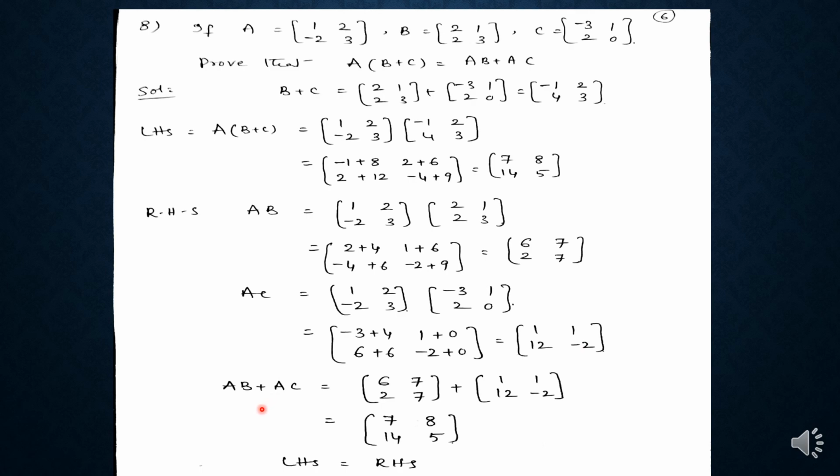That is AB plus AC is equal to, so AB here, that is [6 7; 2 7], plus AC is [1 1; 12 -2]. That is equal to 6 plus 1, 7; 7 plus 1, 8; 2 plus 12, 14; 7 minus 2, 5. So AB plus AC is equal to [7 8; 14 5]. And A into (B plus C) is equal to [7 8; 14 5]. So these two are equal. LHS A into (B plus C) is equal to AB plus AC. Therefore, LHS is equal to RHS. So this is proved.